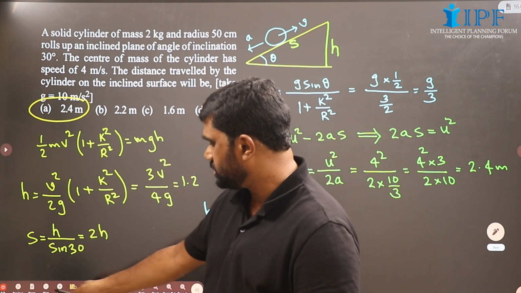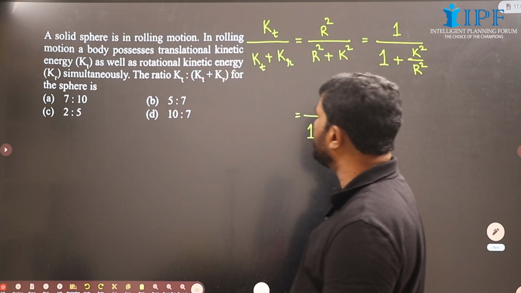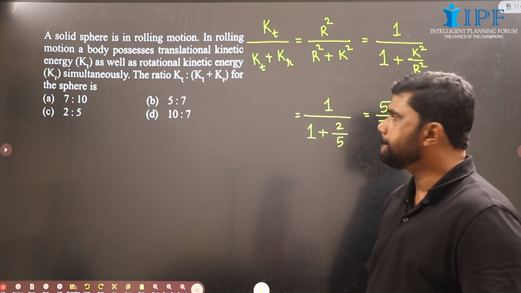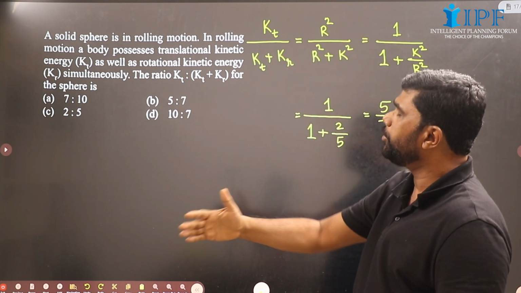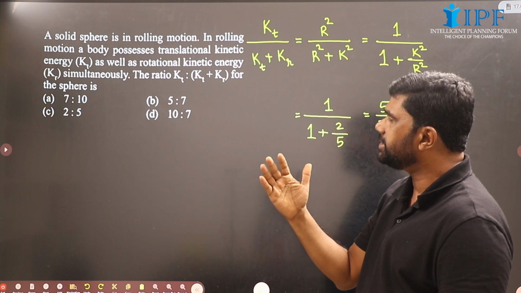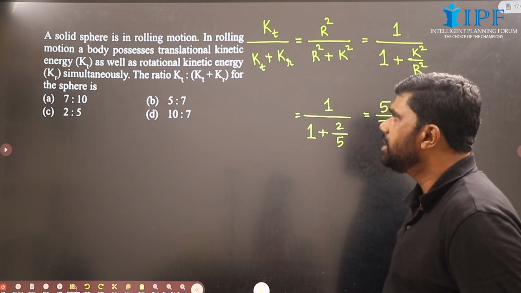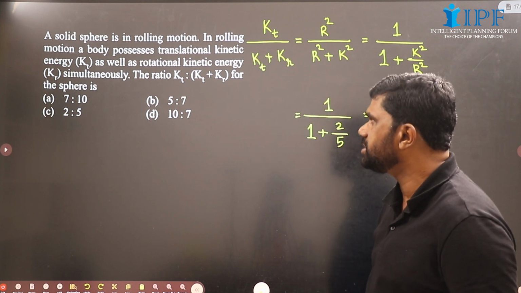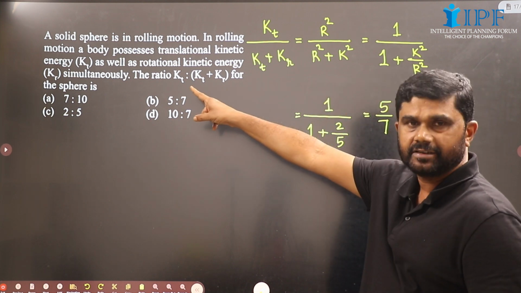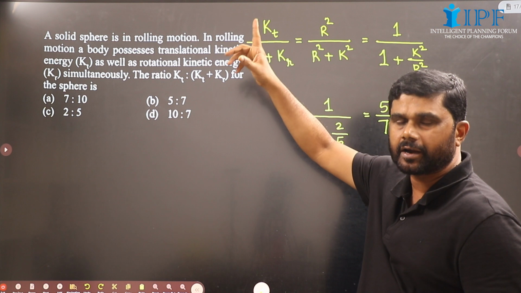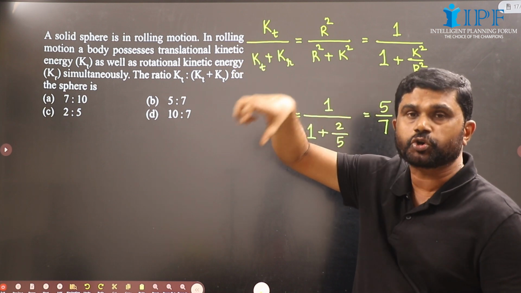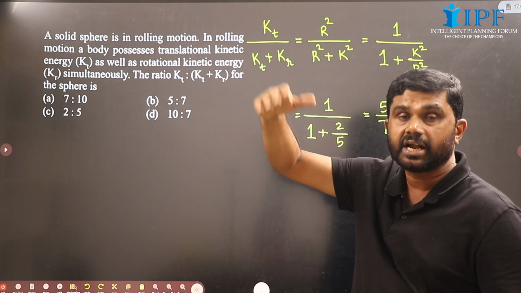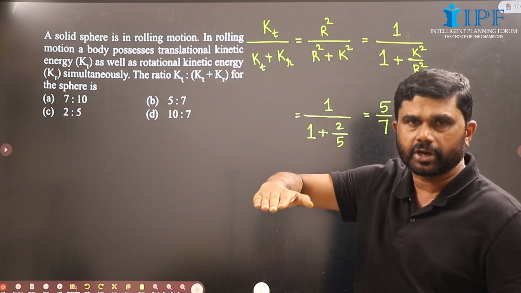Okay, now let us try what we have next. A solid sphere is in rolling motion. In rolling motion, a body possesses translational kinetic energy K with the suffix T, as well as rotational kinetic energy K with the suffix R simultaneously. The ratio K_T to K_T plus K_R means translational to total we have to find out. Translational divided by total.